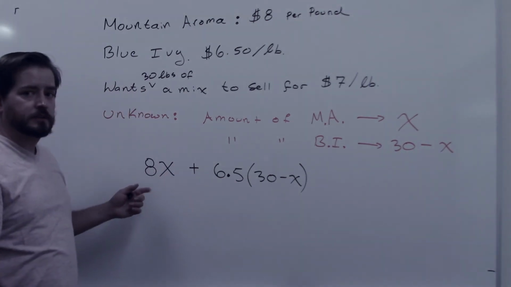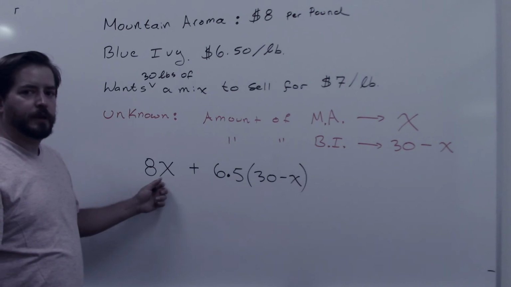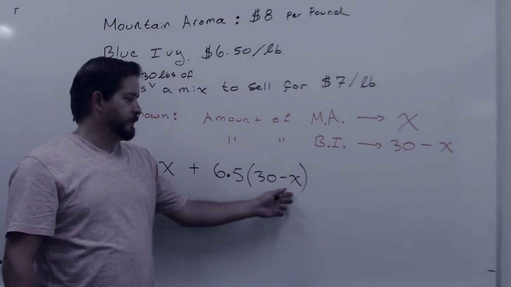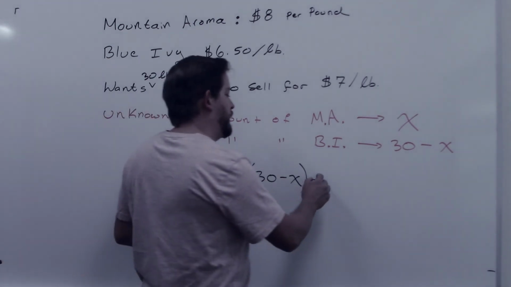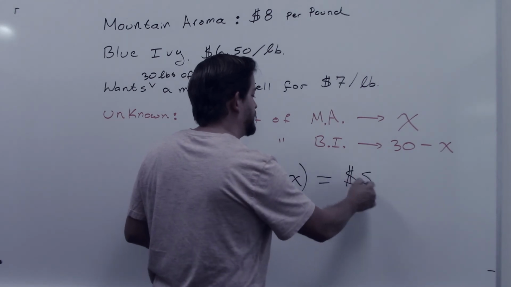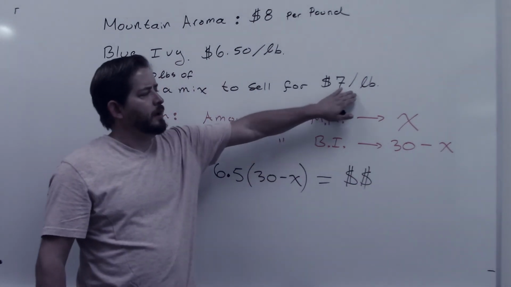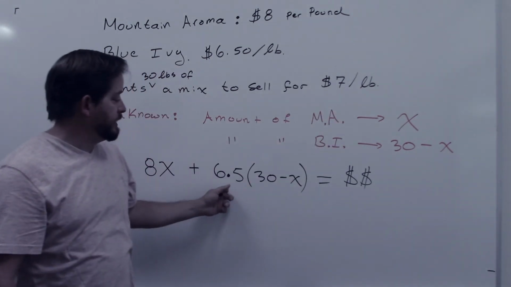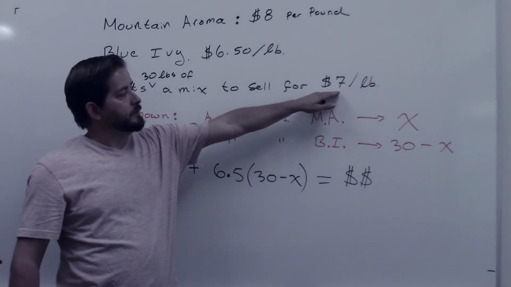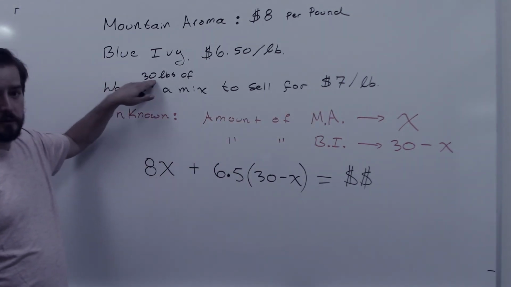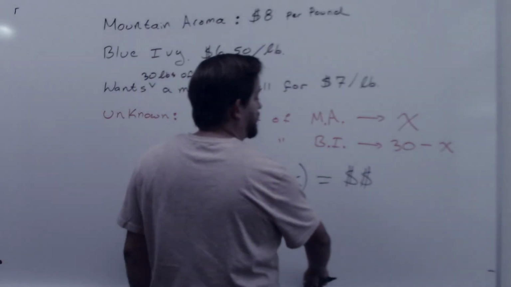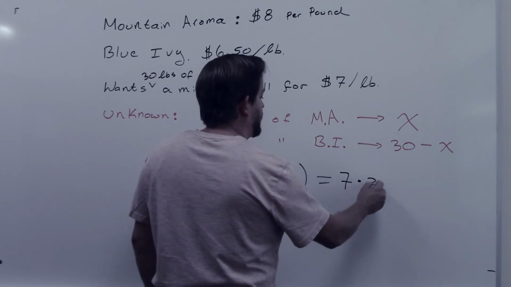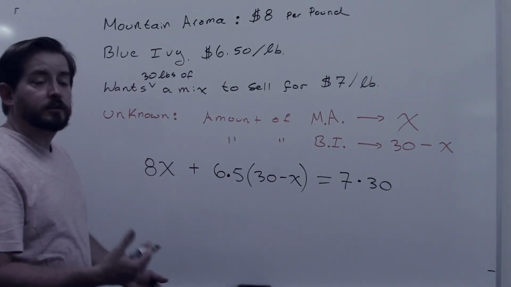So this is pure dollars. $8 a pound multiplied by a number of pounds, pure dollars. $6.50 per pound multiplied by a number of pounds, pure dollars. So what I want on the other side of this equation is just pure dollars, right? But $7 per pound is not pure dollars, it's dollars divided by pounds. And so I need to do the same thing that I've done here and multiply the $7 per pound by the amount, which I know, which is 30 pounds. So that is $7 per pound multiplied by 30 pounds, pure dollars, right? My units have to match up.